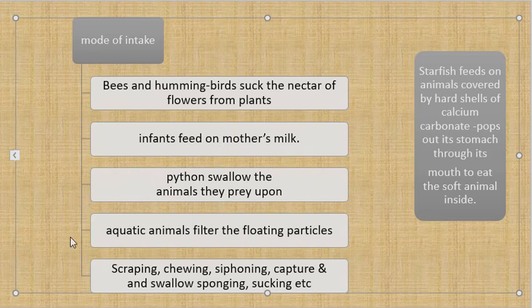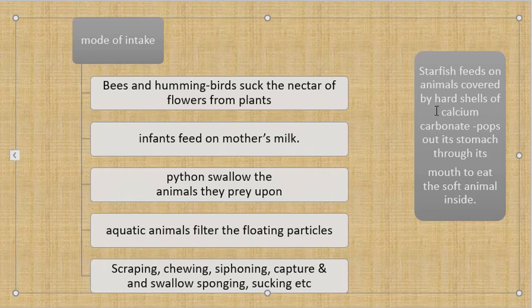Then you have the aquatic animals which filter the floating particles. From fish to the bigger shark, they have capability to filter from among the floating particles whatever prey they want to have as their food. So some are scraping, some are chewing, some are siphoning, some capture and swallow, some are sponging, some are sucking. These are the different ways in which the intake of the food happens in different animals.